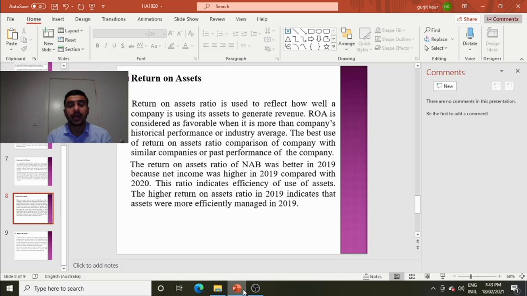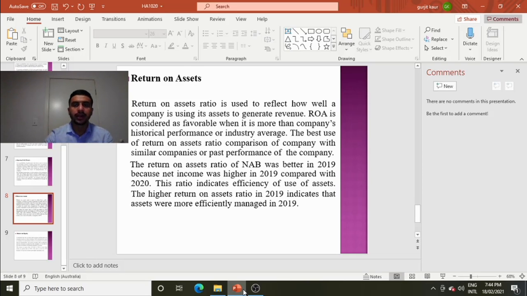The return on assets ratio of NAB was better in 2019 because net income was higher in 2019 as compared to 2020. This ratio indicates efficiency of use of assets. The higher return on assets ratio in 2019 indicates that assets were more efficiently managed in 2019.